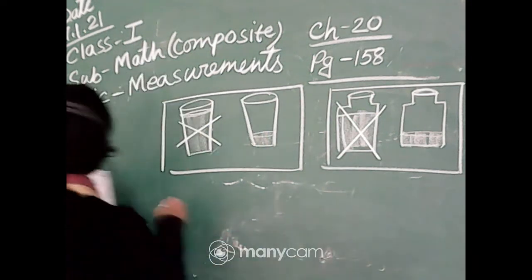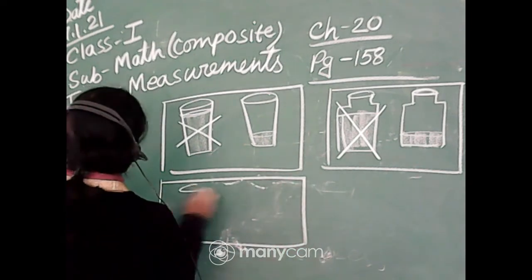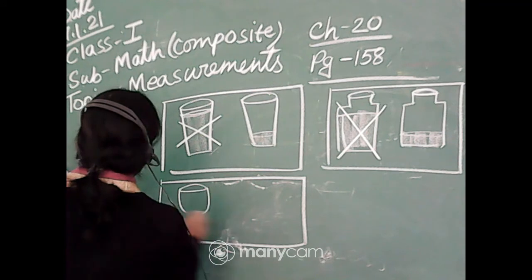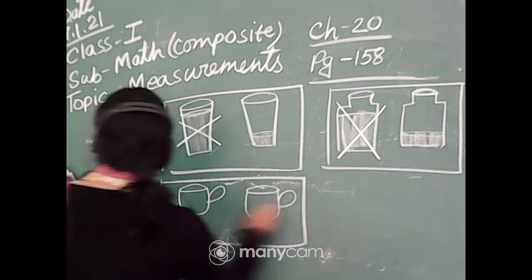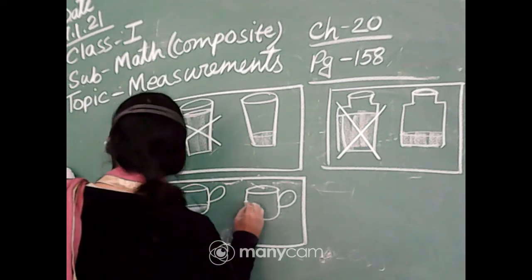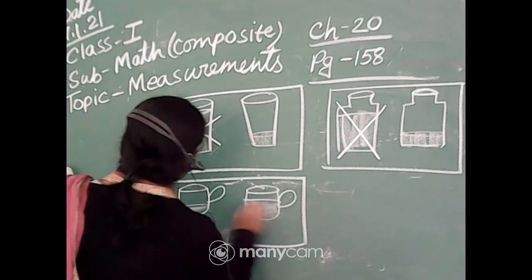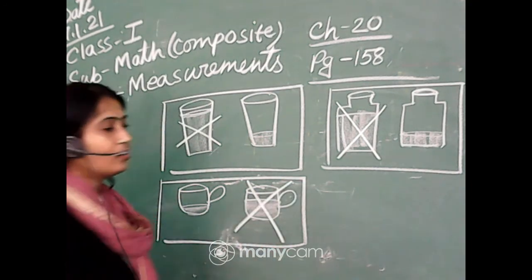Next, cup. There are two cups. The first one is this one, suppose tea, and this one is this much. So you have to cross the container which has more. Please cross it.